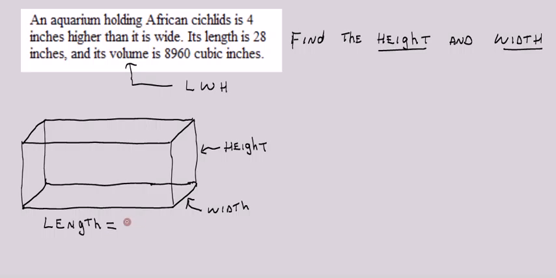And the length, we were told, is 28 inches. And the height and the width are the two things that we're trying to find. And it tells us that it's 4 inches higher than it is wide. So we'll start out by letting the width equal x. We don't know what it is, so let's just call it x. Well, if the width is x, then the height is going to be 4 inches more than that. So it'd be x plus 4.